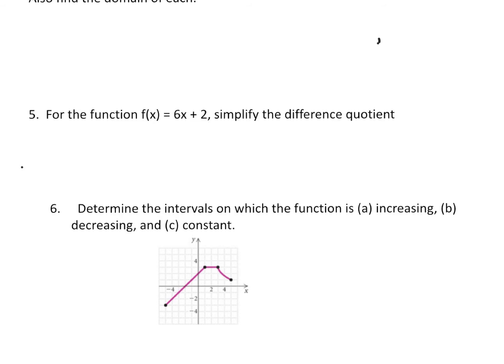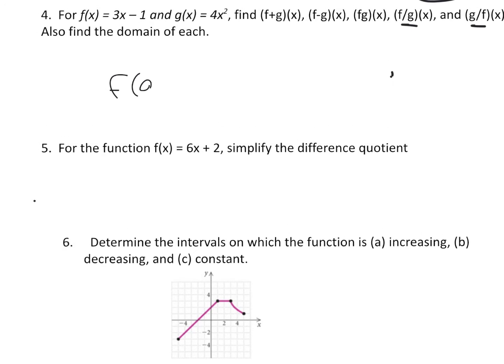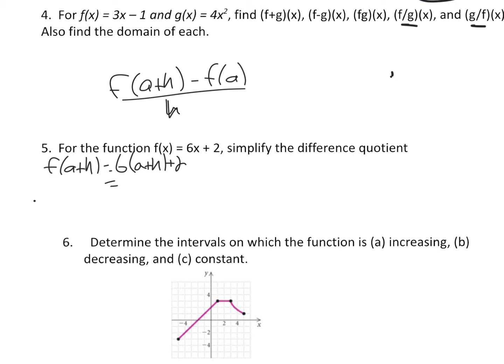Number 5, for the function, simplify the difference quotient. I will tell you this tomorrow, but the difference quotient is f of a plus h minus f of a, over h. First, let's figure out f of a plus h, which is 6 times a plus h, plus 2, which simplifies to 6a plus 6h plus 2. F of a is just plugging an a in for the x, so it's 6a plus 2.